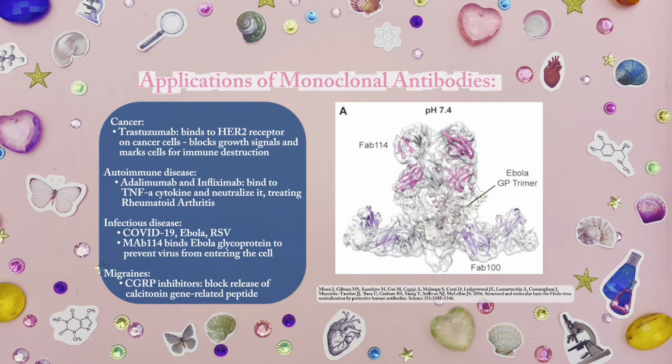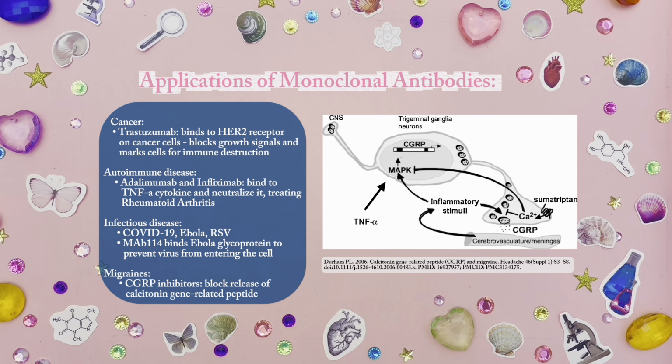Infectious diseases such as COVID-19, Ebola, and RSV have been treated with monoclonal antibodies as well. They mostly prevent viruses from entering cells in the first place. For example, the MAB114 that binds to the Ebola glycoprotein. The last application I want to mention is for migraines, which are triggered by the release of calcitonin gene-related peptide, causing pain signaling and blood vessel dilation. CGRP inhibitors are used to block this from happening.